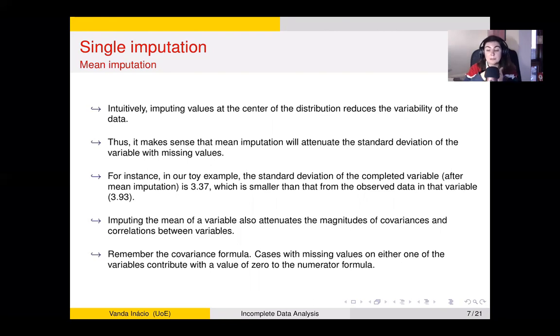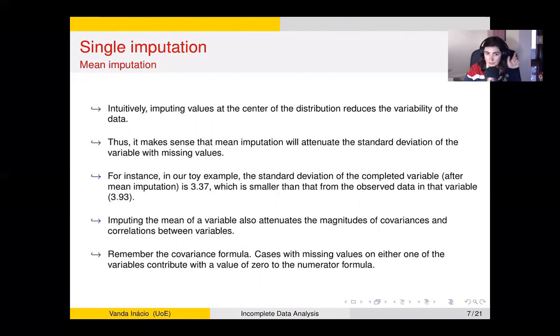If the depression scores were observed for those 5 individuals, it's not reasonable to think that their observed value would be exactly the mean of the variable, right? Some would be lower than the mean, some others could be above the mean, but exactly on the mean is kind of unreasonable to think. And this way, the mean imputation attenuates the standard deviation of the variable with missing values.